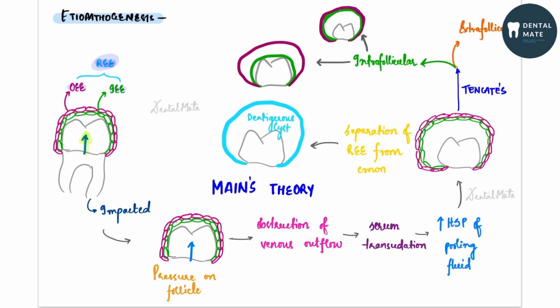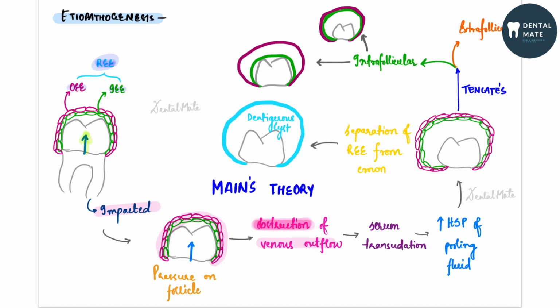Now, what happens when the tooth is impacted? There is a pressure on the follicle. So this is the follicle which covers the tooth. Since the tooth is impacted, there is a pressure on the follicle which is built up. Because of this pressure, the venous outflow of this follicle is obstructed. So there is obstruction of the venous outflow.